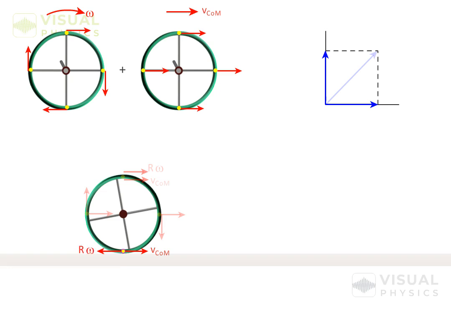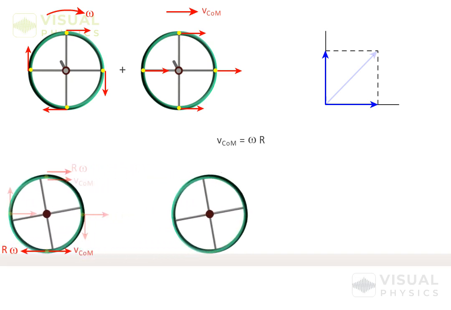An interesting point from this equation is that if the linear and the angular velocity of a rolling object is such that v is equal to omega r, then the instantaneous velocity of this point will be equal to 0. That is, the point in contact with the surface is momentarily at rest.